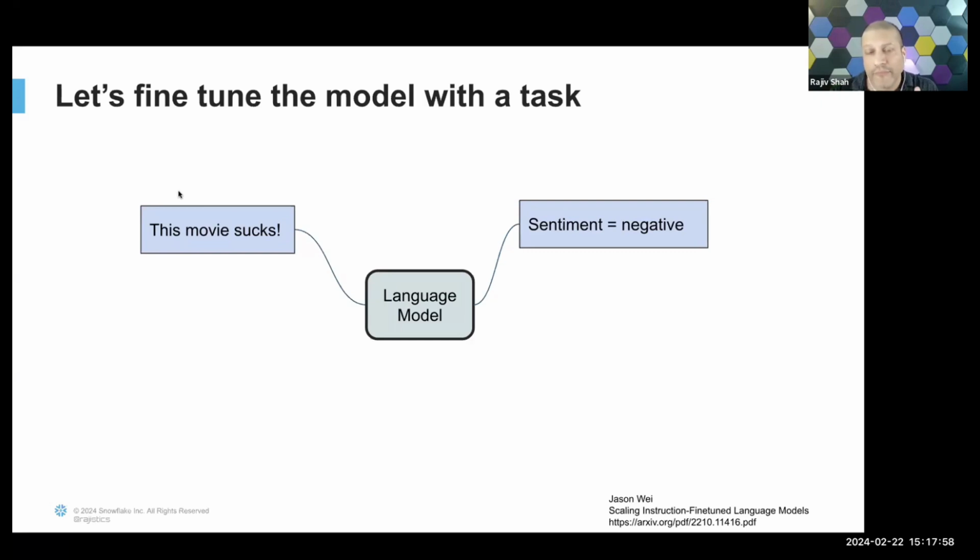And you can fine tune these language models. So what you're doing in fine tuning is altering some of the weights of the model. And you could teach it to become a movie review classifier. It works.